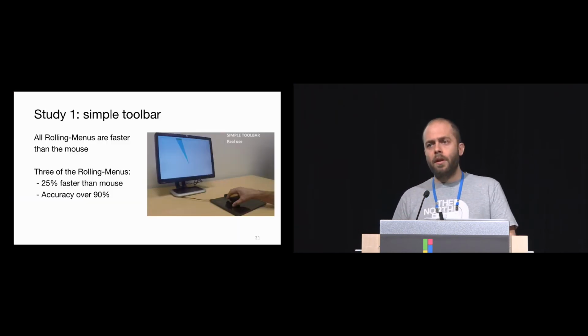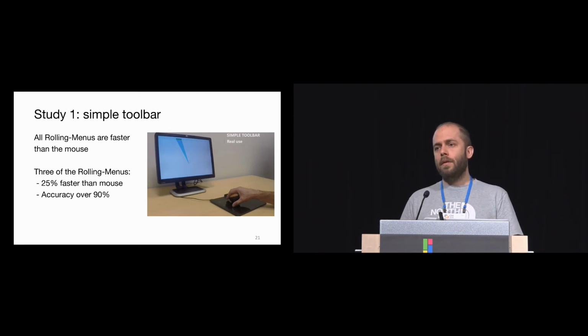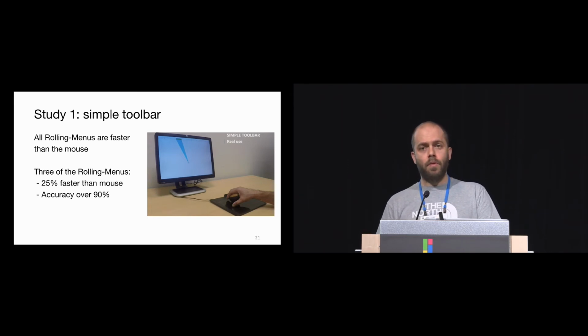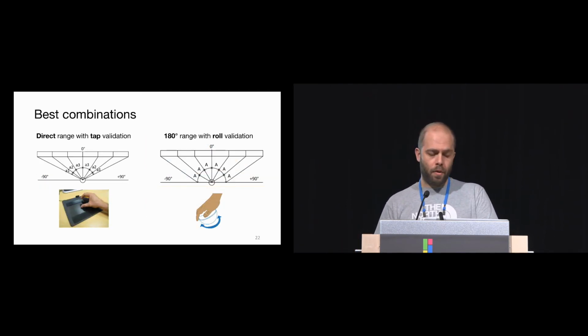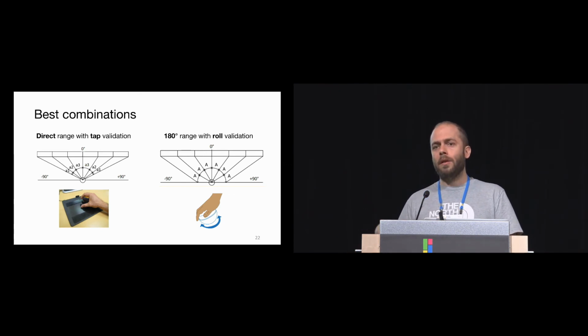So a very brief summary of the results. All our menus were faster than the mouse, and this is normal if you think that we are removing half of the movement of the selection. However, 3 of our rolling menus emerged as being better than the others. They were 25% faster than the mouse, and they had a good accuracy over 90%. And what is interesting is that these 3 best rolling menus correspond to these 2 combinations. The direct range works best with tap validation, while the 180 range works best with the roll validation, which also makes some sense, as roll is a less precise gesture and you need to have more room for each sector.